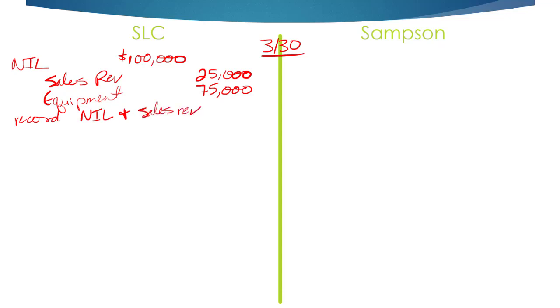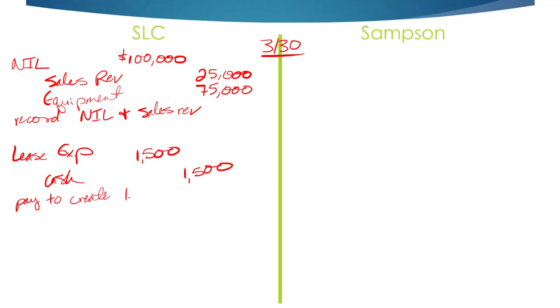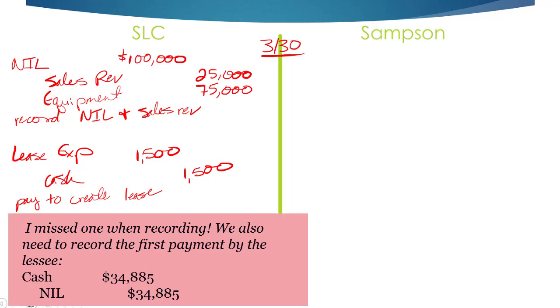In addition, because we don't include the initial direct costs as part of our calculation of the sales revenue, we don't use it as sales revenue, because I get my sales revenue just from the difference between what I paid and what the lease is worth. So instead, I simply write them off as a lease expense. $1,500 that I paid, payment to create the lease. And those are my journal entries on March 30th.